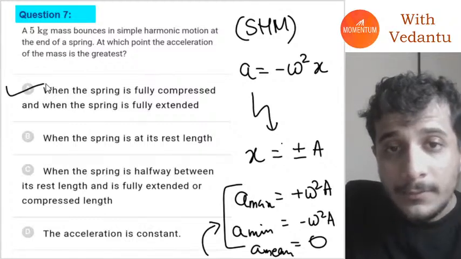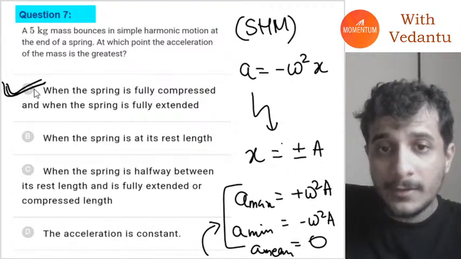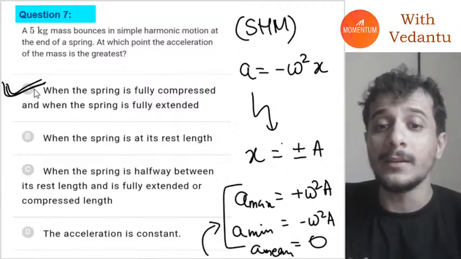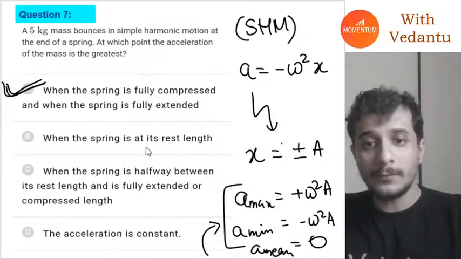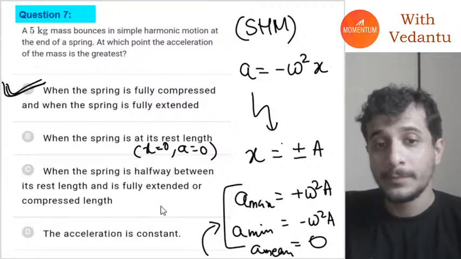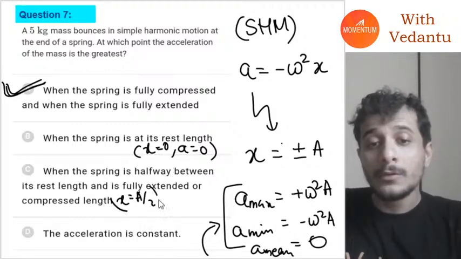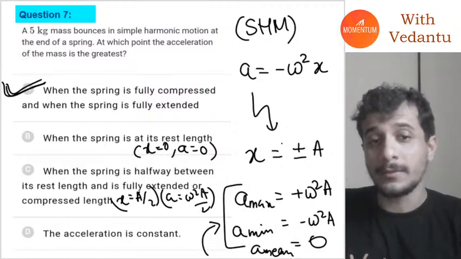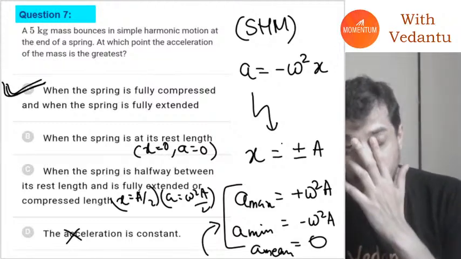So the correct answer for this is: the acceleration of the mass will be greatest when the spring is either fully compressed or fully extended. When it is at its rest length, you have to remember here x is equal to 0, that means a is also equal to 0. Halfway between you have x is equal to a by 2, so a is equal to omega square a by 2, which is still not maximum. And this law is definitely not true, so overall the answer will be option A.